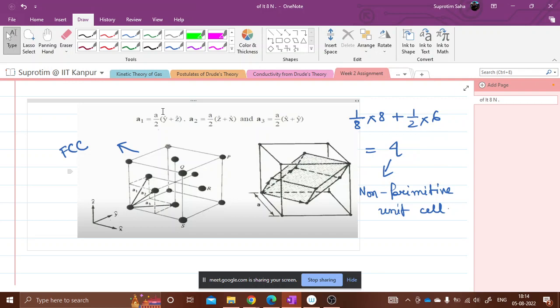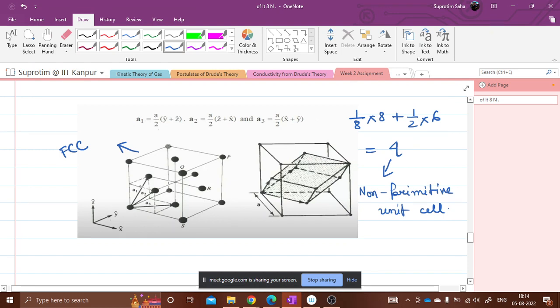All right. So this is how, if you define it, A1 is this. So A1 is a by 2 times (y cap plus z cap), and this is your coordinate axis, this is your x, this is your y, and this is your z. So A1 is defined by the fact that it is half of a in the y direction, along this direction, and half of a in the z direction. So this is your A1.